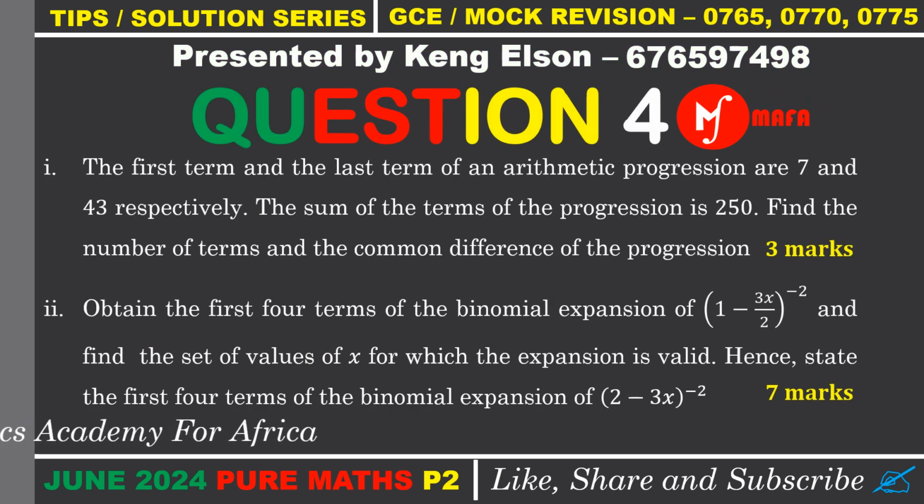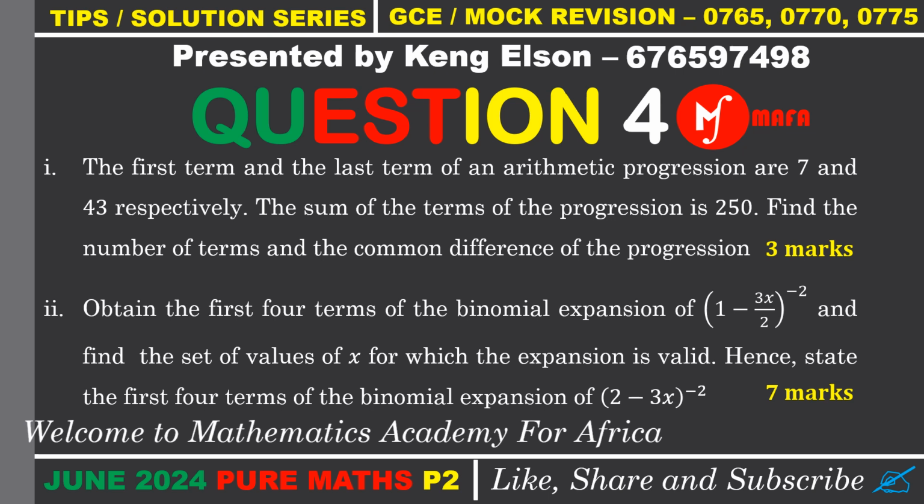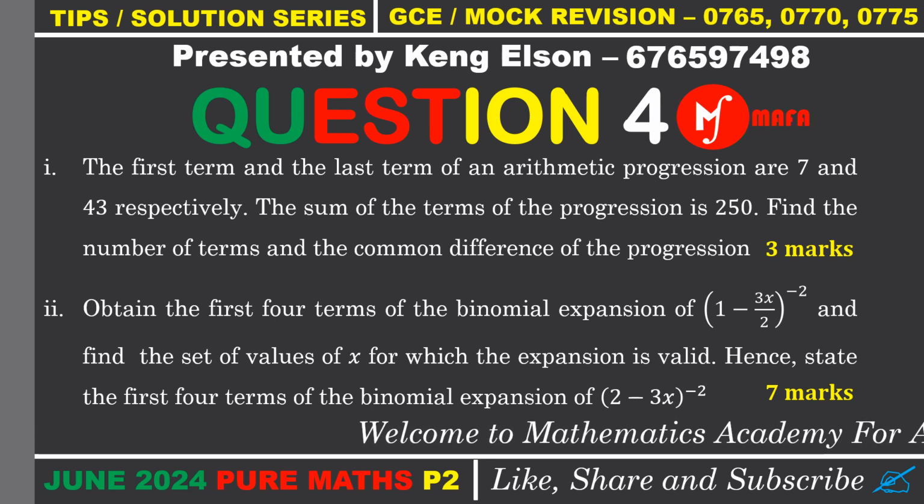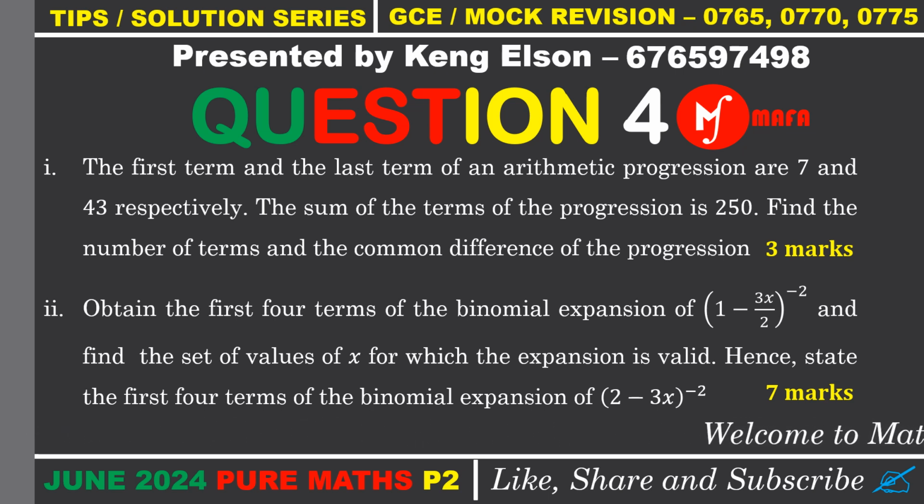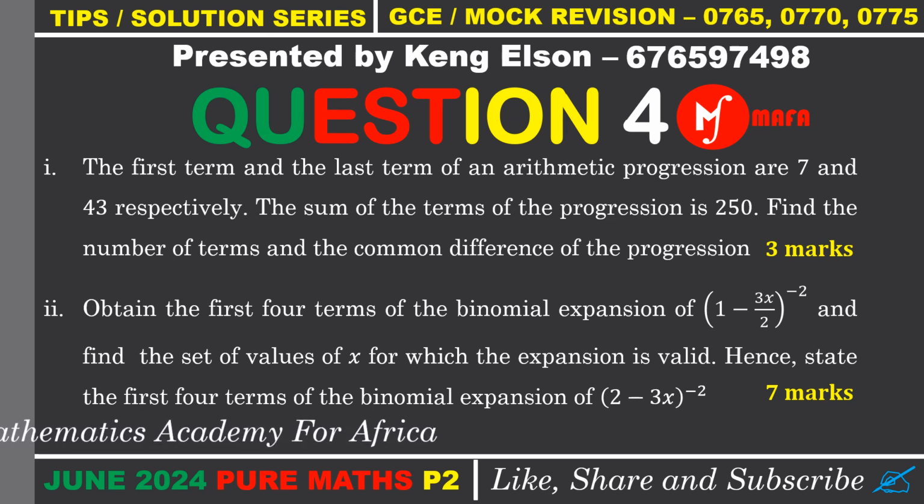Alright, so question 4 had two parts. One part was 3 marks, the other part was 7 marks. The first part was from sequences and series, and the second part was from binomial expansion.